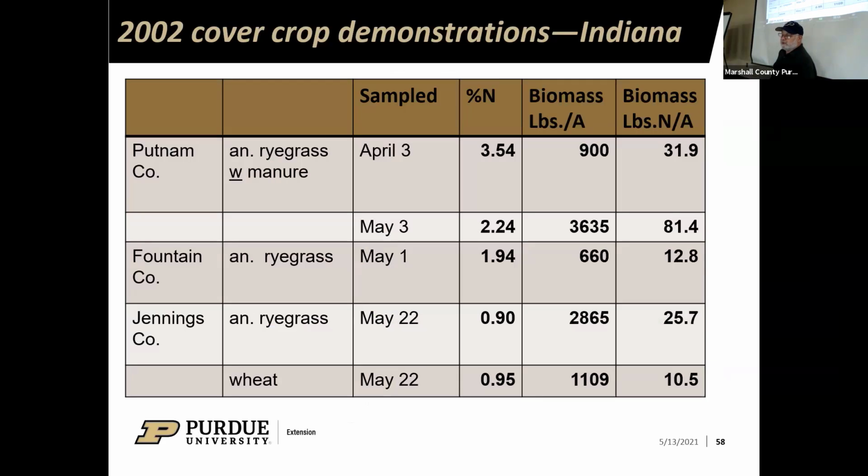So this is just demonstrating again, utilizing ryegrass. They used manure, but they had a significant biomass produced with that cover crop. In Fulton County it's just the ryegrass, and we still got 12.8 pounds of nitrogen per acre captured and saved from leaching. And similar results in Jennings County, where they actually had 27.7 biomass.